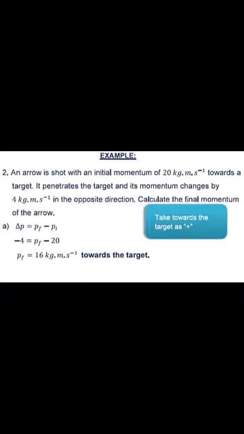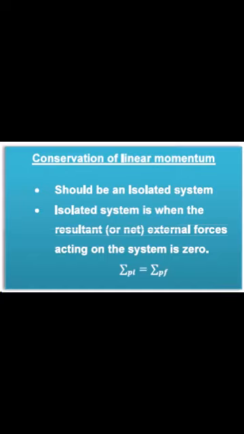So no matter what's going on inside the system, collisions, explosions, whatever, the total momentum before is equal to the total momentum after. Precisely. The momentum might be distributed differently among the objects within the system, but the total amount of momentum stays the same. It's represented as the sum of p initial equals the sum of p final. The sum of the initial momenta equals the sum of the final momenta.